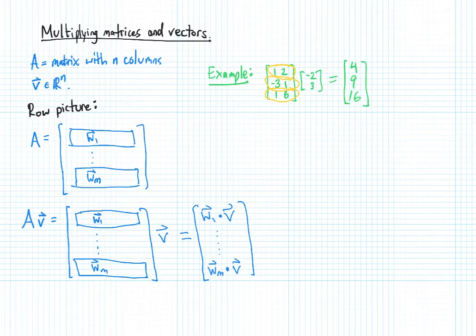So at this point, you might ask, why are we doing this? What's the point? We're just making up new ways of doing calculations just for fun? No! The reason for doing this is that it gives us a new way to think about linear systems. So let me give you an example.